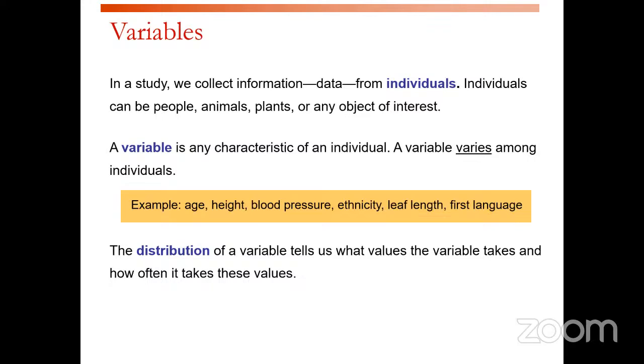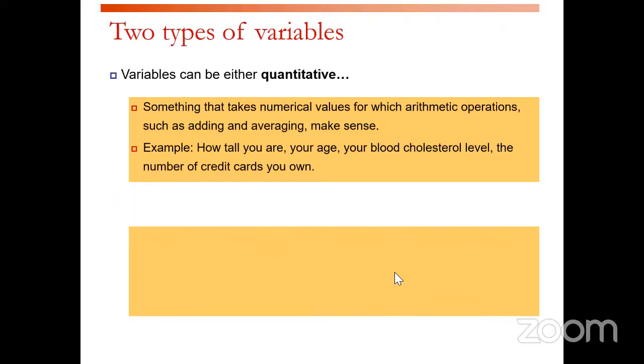So when we say a variable, it is a characteristic of an individual which varies over executions or over a period of time, right? That is called the variable. And the distribution of the variable tells us what values the variable takes and how often these values are taken. You know that variables can be either quantitative. When we say quantitative, it means numerical values for which all arithmetic operations such as addition, multiplication, averaging, standard deviation, etc., can be found out, right?